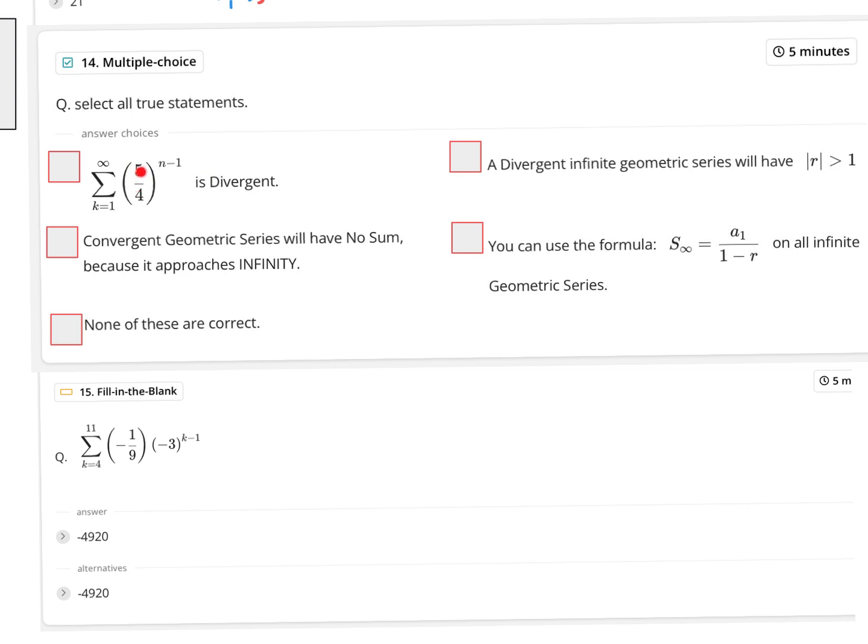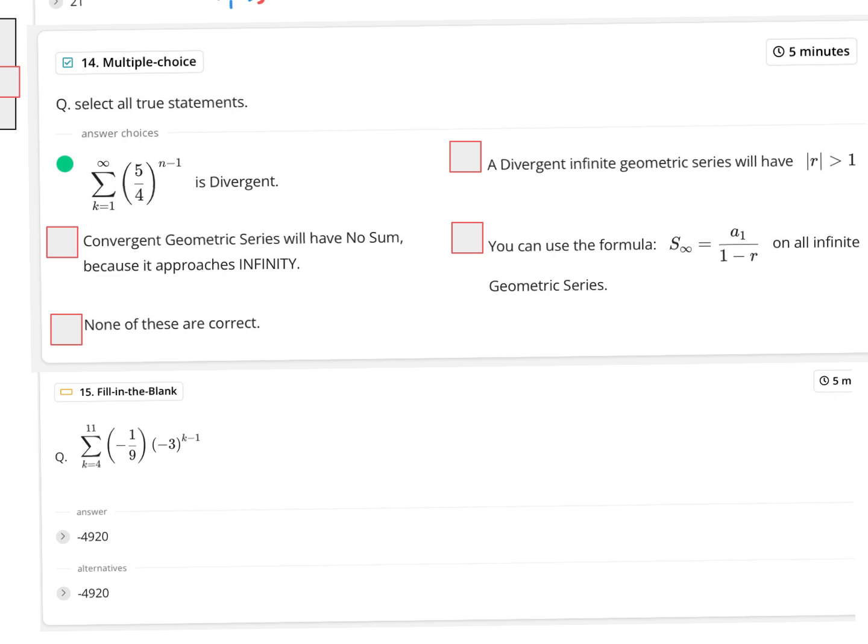If you're going to keep adding a bigger number and a bigger number and a bigger number, because this value that's greater than 1 is going to make it grow. So that is divergent. The answer is immediately infinity. So yes, that's a true statement. This is divergent. If that would have been 4/5, nope, that'd be convergent, right?